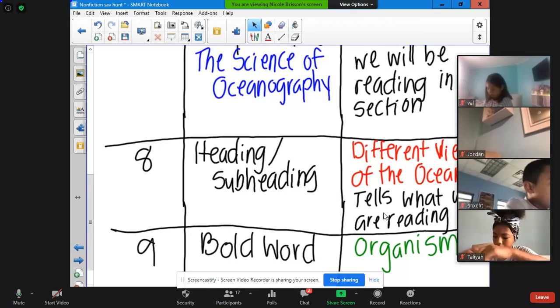So, the purpose of a bold word is what? What does it give us? It shows us that it's an important word, and then in the glossary, it gives us the definition.